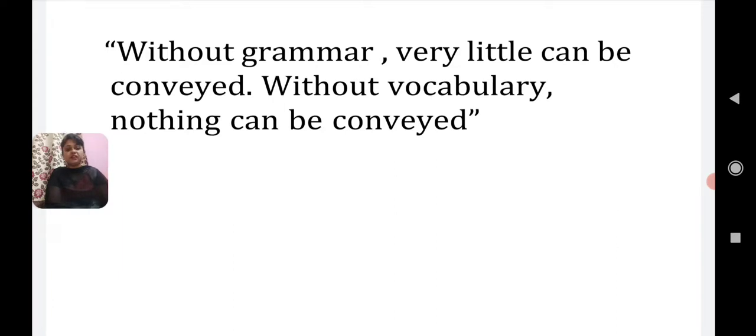So I have a very nice quote here. Without grammar, very little can be conveyed. Without vocabulary, nothing can be conveyed.